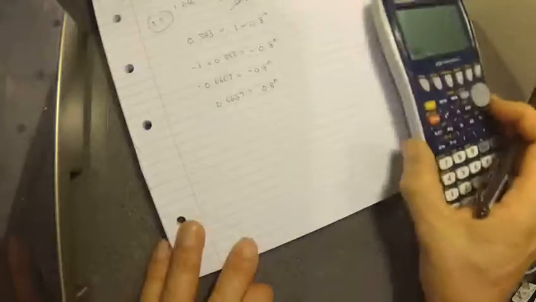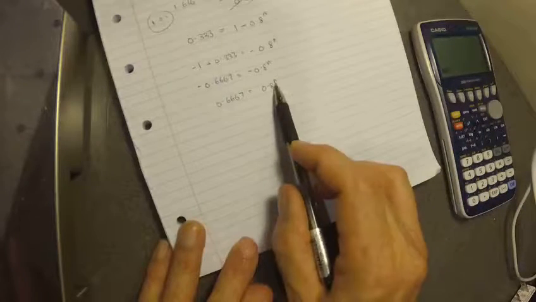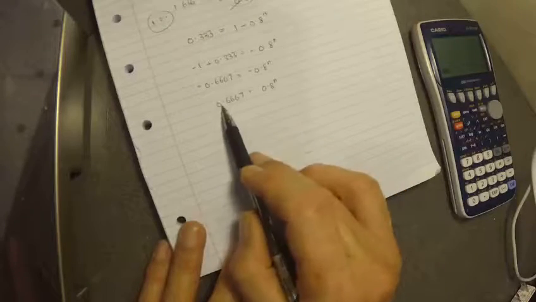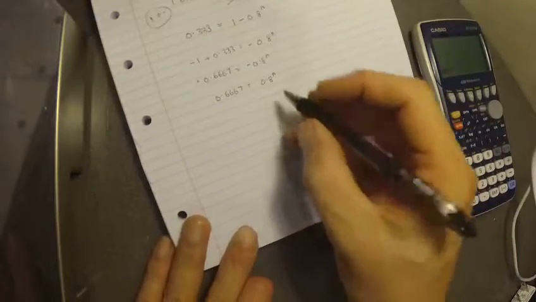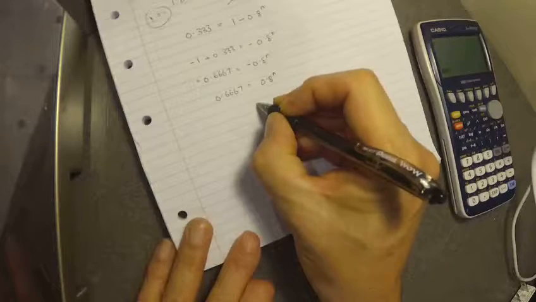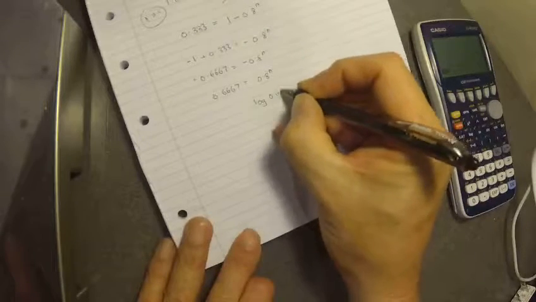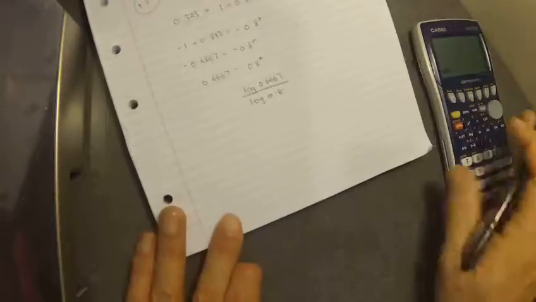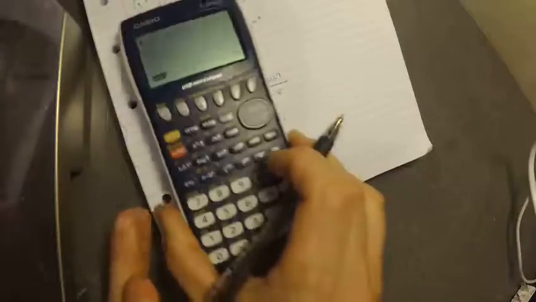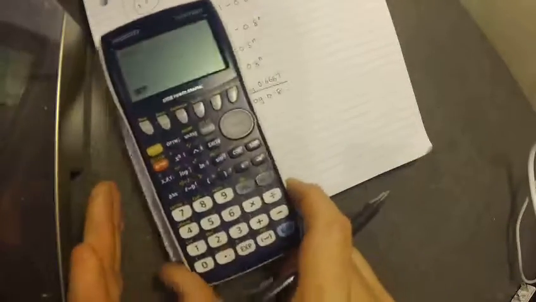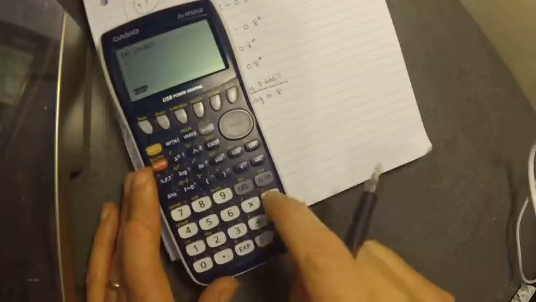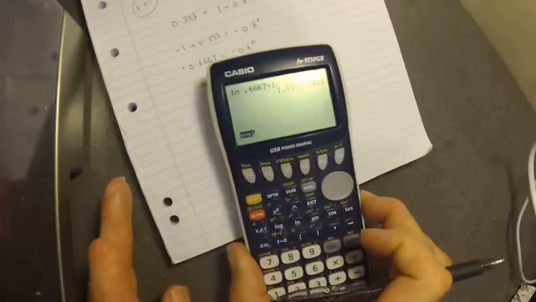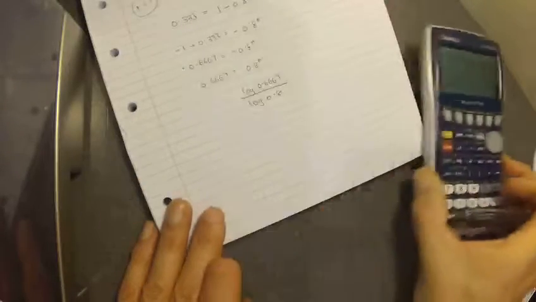Okay, that just tells us how many times this has to be multiplied by itself to make this. So what we do is we do the log of the number that we want to find, so log 0.6667 divided by log 0.8, and that should tell us what n is. So on our calculator, log 0.6667 divided by log 0.8 equals 1.81, which is in the range of where we expected it to be.